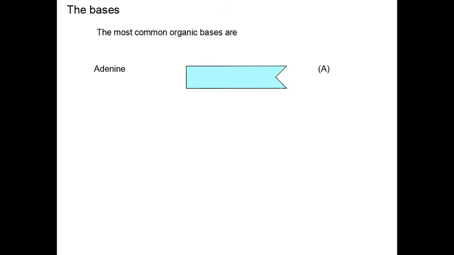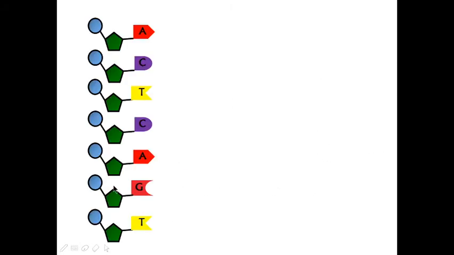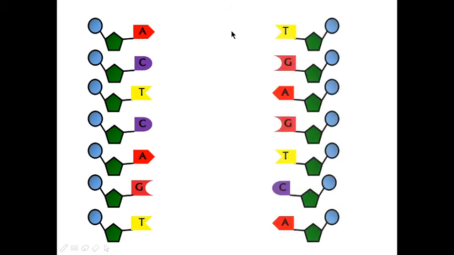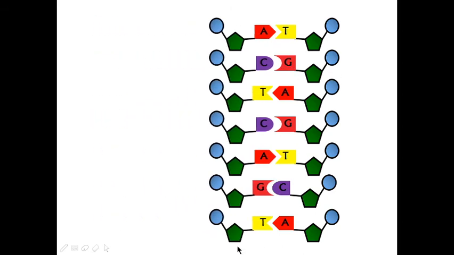So the most common bases are adenine, which will always pair with thymine, and cytosine, which will always pair with guanine. These are the major bases commonly found in DNA: adenine, thymine, cytosine, and guanine. When you see the base pairing, adenine always base pairs with thymine, cytosine pairs with guanine. So this is how the DNA structure will be held.